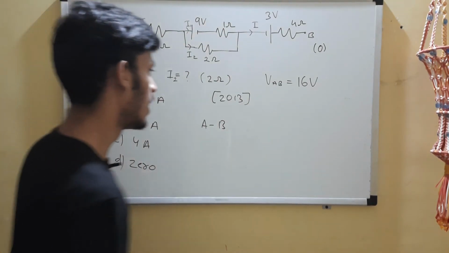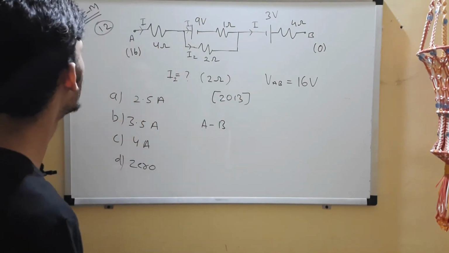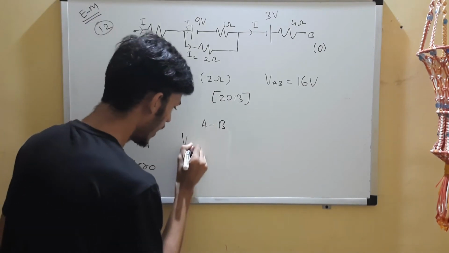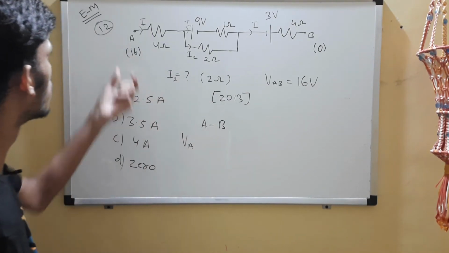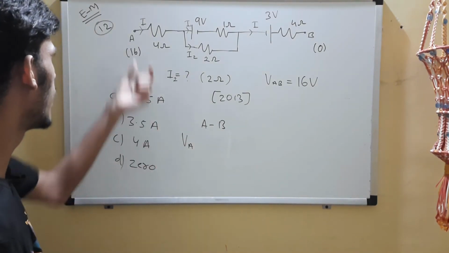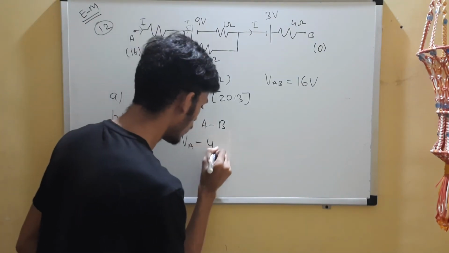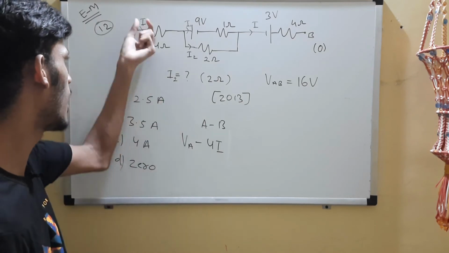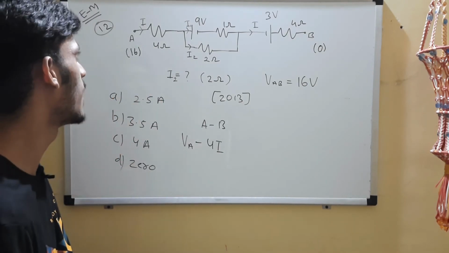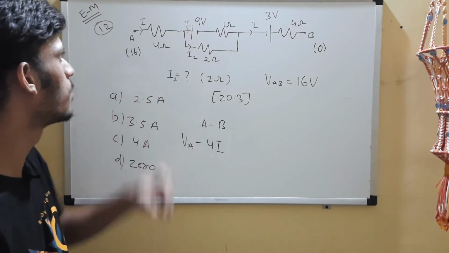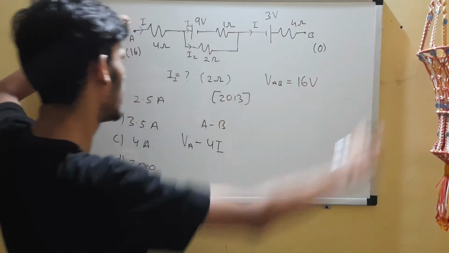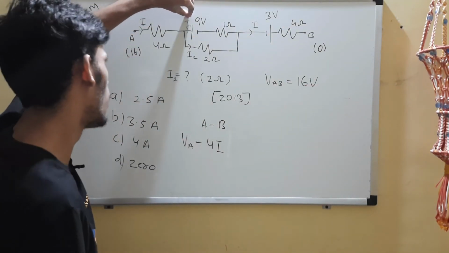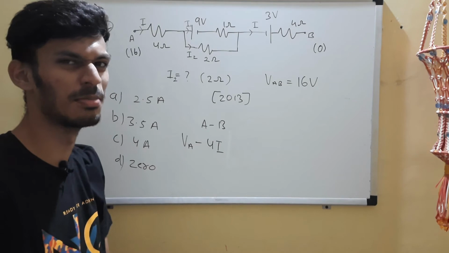So let's write the equation in moving from A to B. So VA, the potential at A, and here we are moving in the direction of current, which means minus 4I into R. I into R in the direction of current means minus. Now let's come to this. We are moving along the straight line. Now we will move from positive terminal to negative terminal.